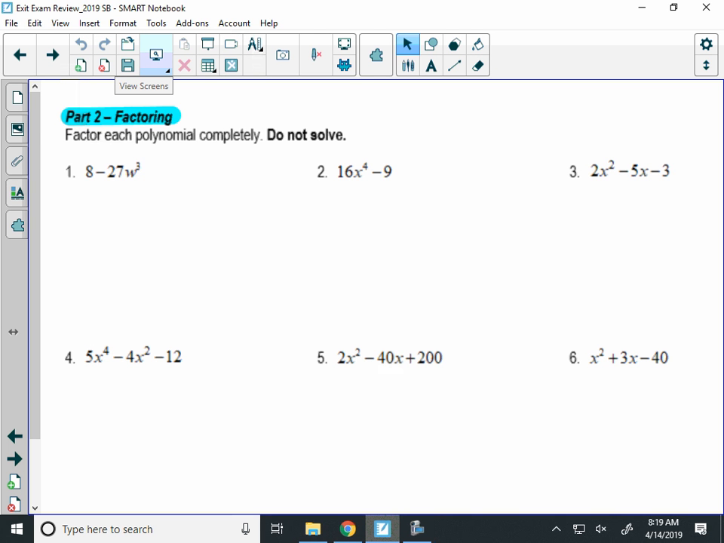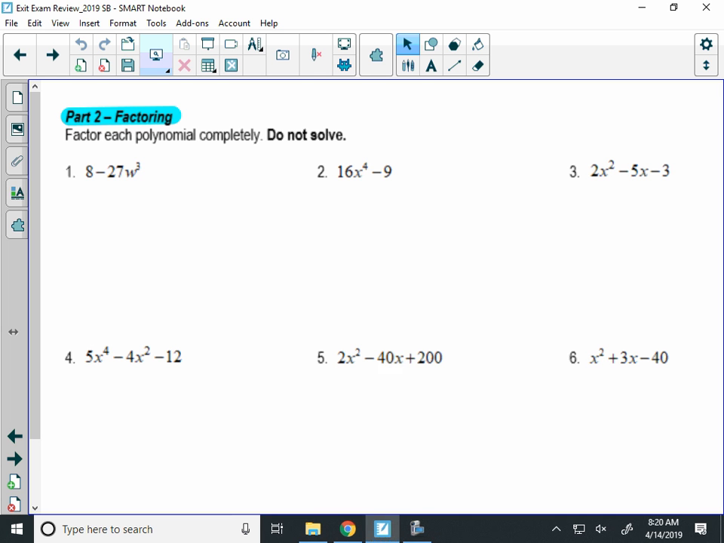All right, so I'm going to do a couple questions from the factoring portion of the exit exam review. I'm only going to do probably about 5 factoring problems here for you. The rest of them you can ask your teacher for help, check the key on Canvas, or look back through some old notes. But I wanted to give you some pointers on a couple that were maybe a little bit more challenging. Number 1 for factoring, 8 minus 27w cubed.